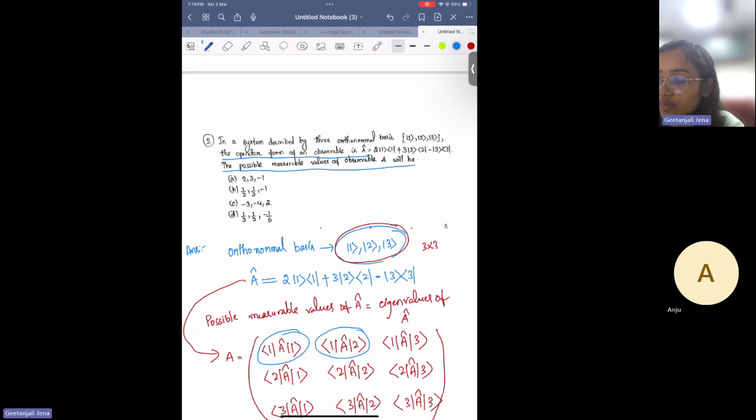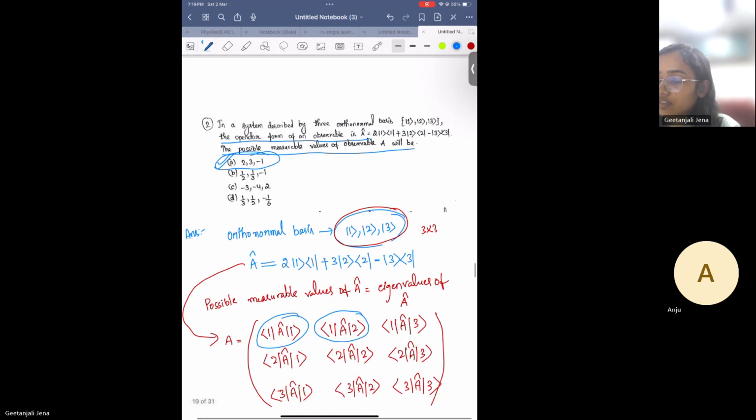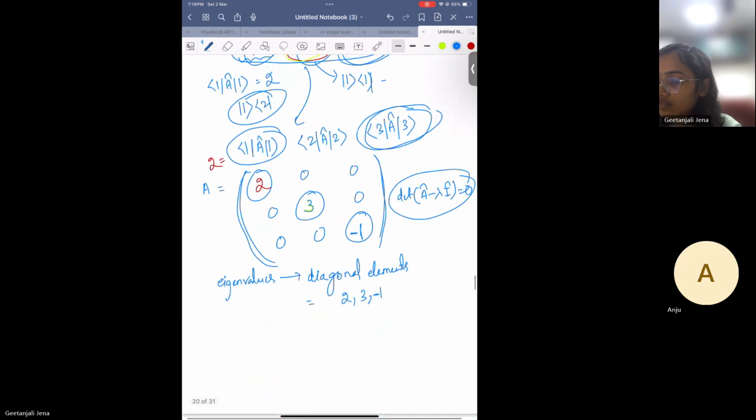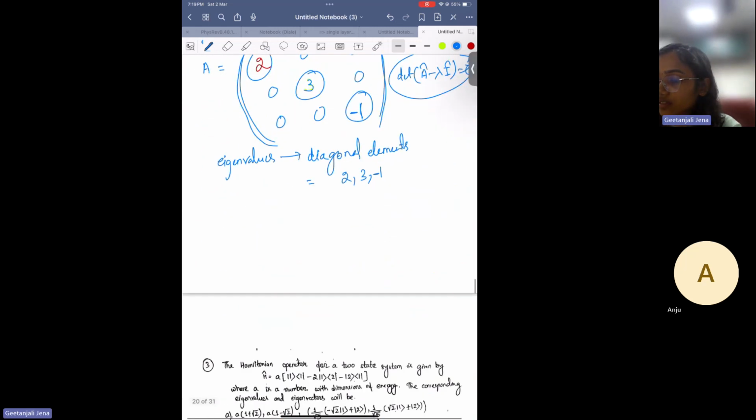So the possible measurable values of this observable are nothing but the eigenvalues. Because this matrix is diagonal, you can take the diagonal elements as the eigenvalues. So the answer is 2, 3, -1, which is option A here. Okay, so this is based on the eigenvalue equation.